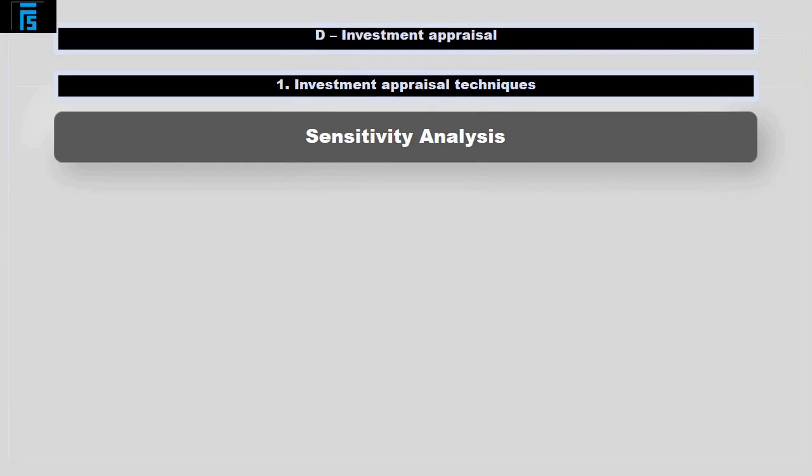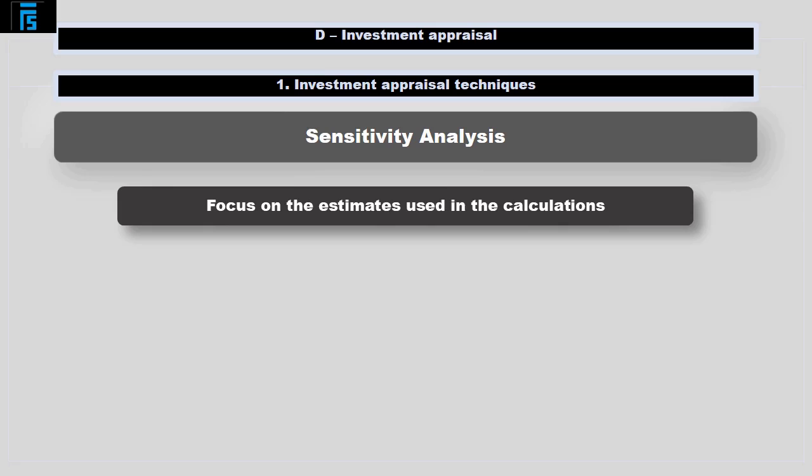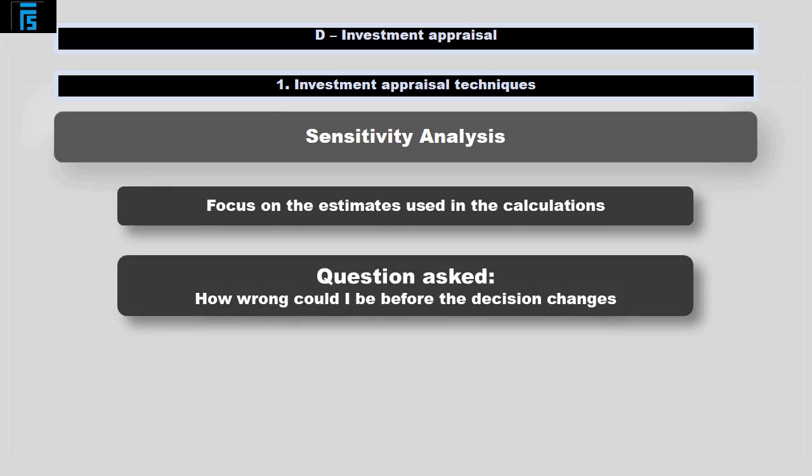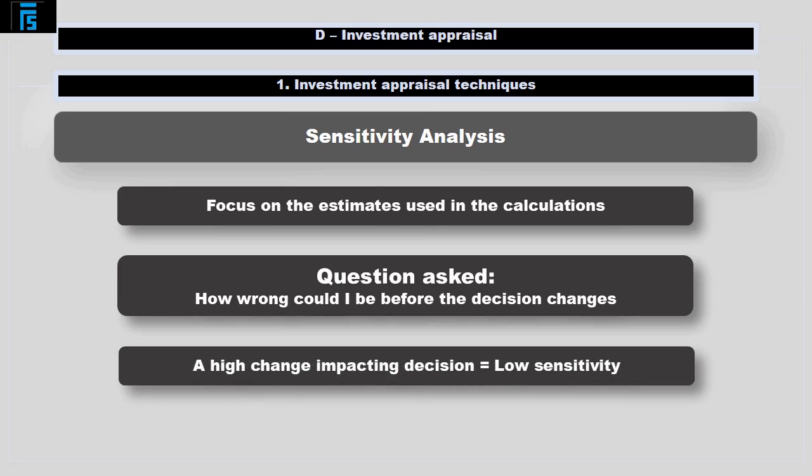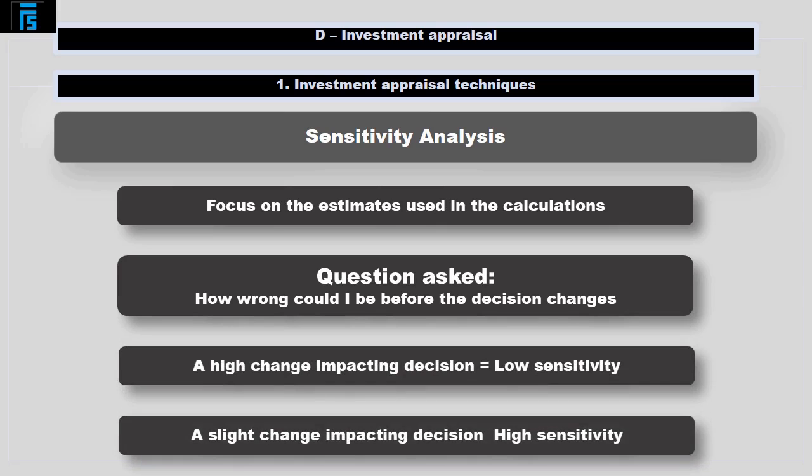Once we've calculated the net present value, sensitivity analysis turns to the estimates we made in the calculation, and for any one estimate asks the question, how wrong could I be before the decision changes? In other words, how much different from that estimate will the number need to be before it turns out that I made a mistake in my initial conclusion? If the answer is it has to be very different, I'm probably feeling reasonably comfortable. If it only has to be slightly different before the decision changes, I'm very sensitive to that variable.